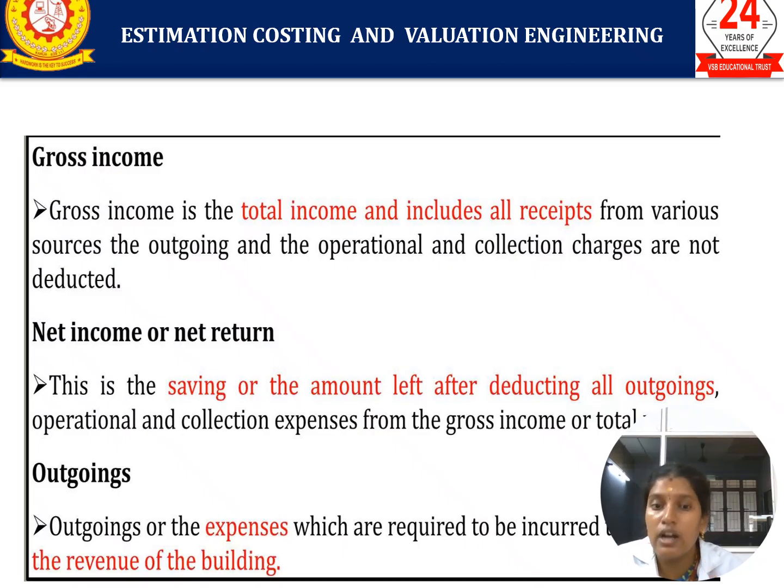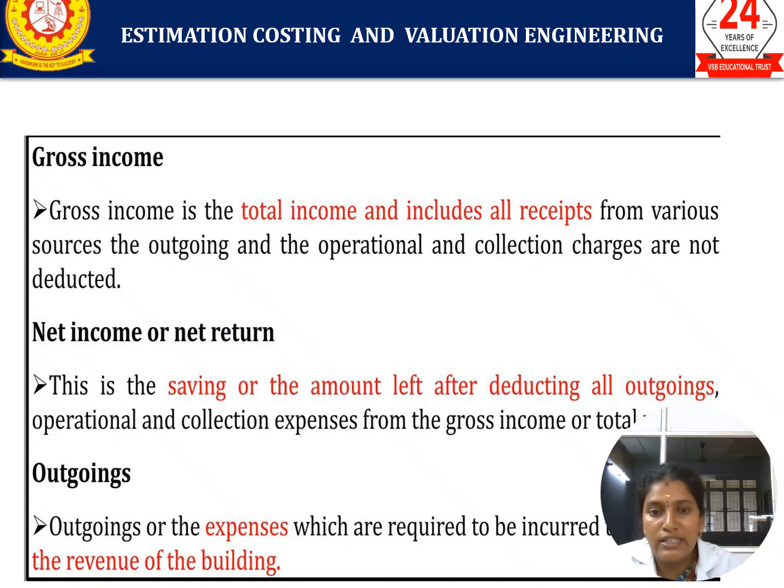First one is gross income. What is meant by gross income? It is the total income, including all receipts, and also including the operational and collection charges. Total income plus all receipts. So underline the word, we will see that later, right? So that is called gross income, right?